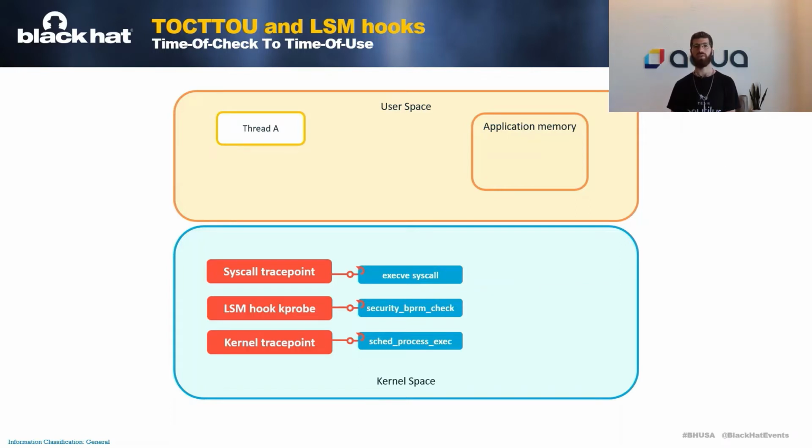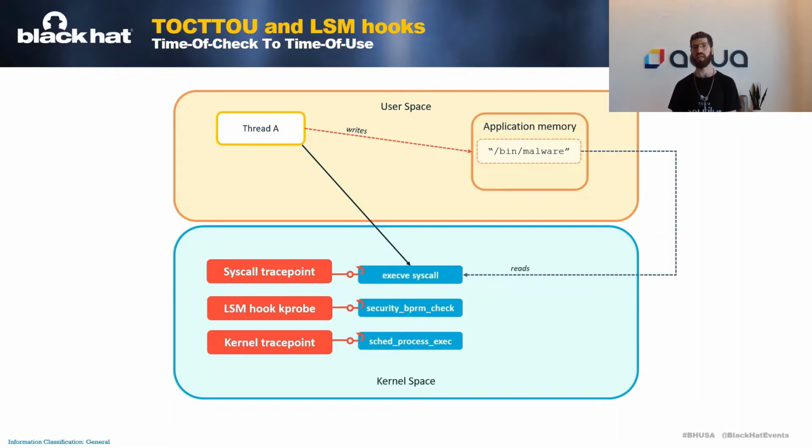Let's say we have our user space malware which wants to invoke a new process creation. The first step is to write the desired path into its memory. The next step is to provide a pointer to that path to the execve syscall, which in turn reads that path and writes it to a file struct in the kernel. The problem is our syscall trace point also gets the same user space pointer.